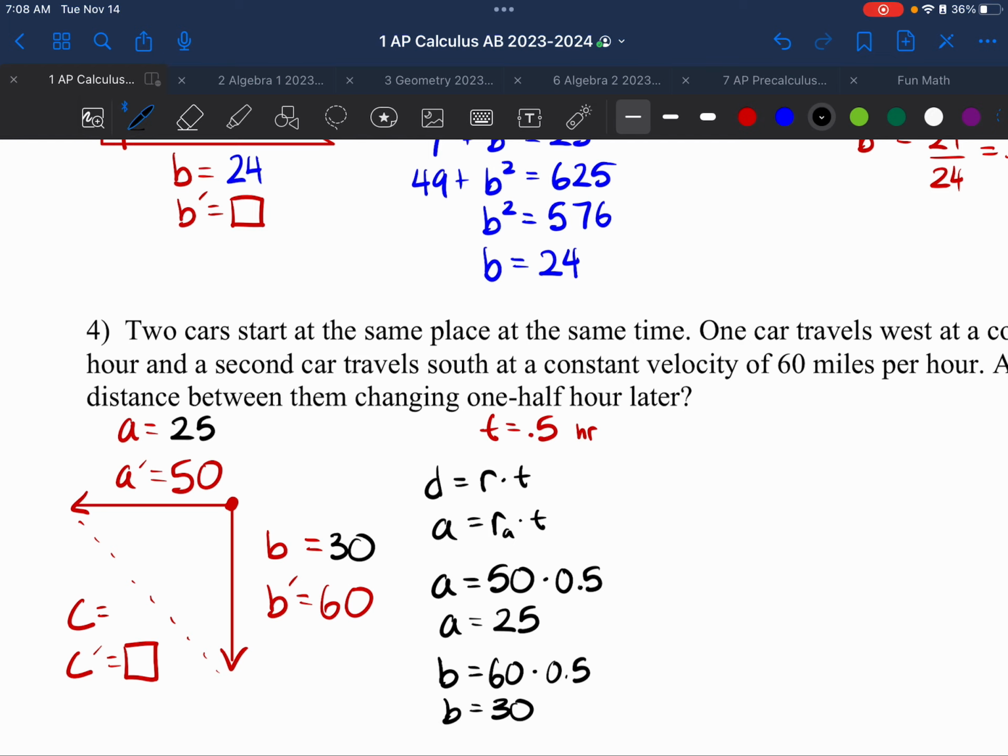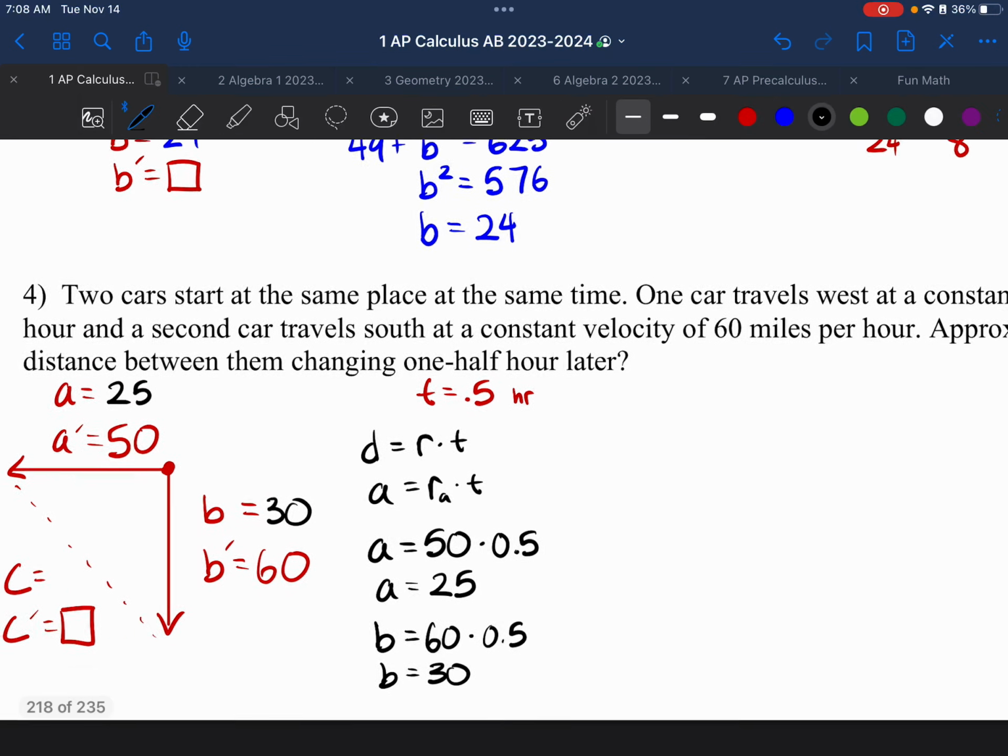All right, so the only thing that I have on my scavenger hunt list is C. If I find C, then I can find C prime. So how am I going to find C? And you'll probably guess it. It's a Pythagorean triple, but we're going to use the Pythagorean theorem, 25 and 30 and what?